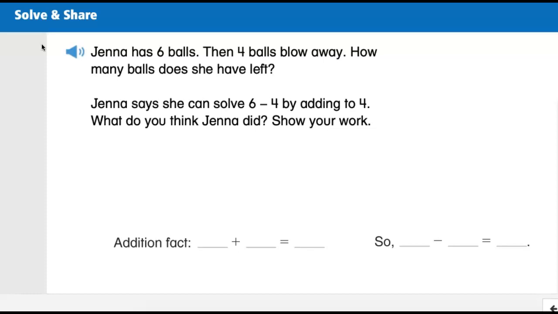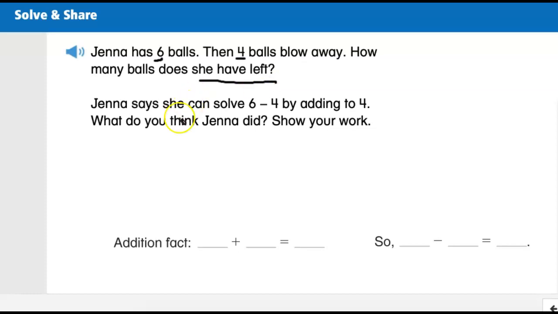Okay, so again, we are on page 81 of our workbook. We are going to begin with our solve and share. My solve and share looks a little bit different than yours, but that's okay because we have the same problem. You just have a picture on your page. It says Jenna has 6 balls. Then 4 balls blow away. How many balls does she have left?